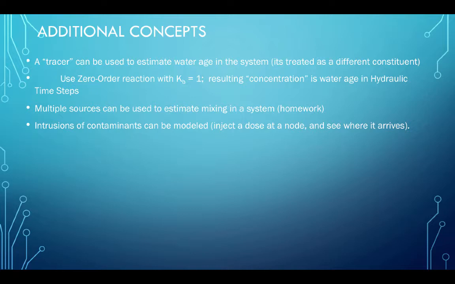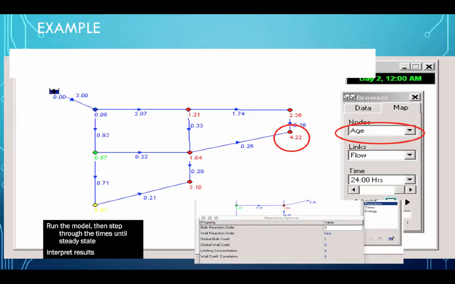There's a multi-species extension that pretty much does all that for the analyst. Intrusions of contaminants can be modeled. You can inject a dose at a node and see where it arrives. So it's a fairly flexible tool for approximating water quality in a pipe network.